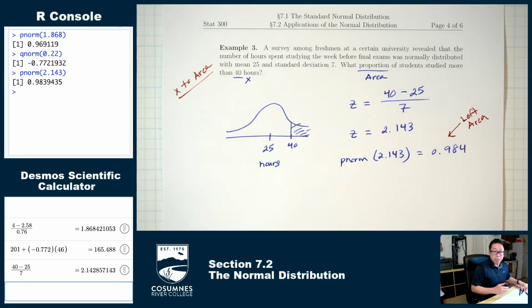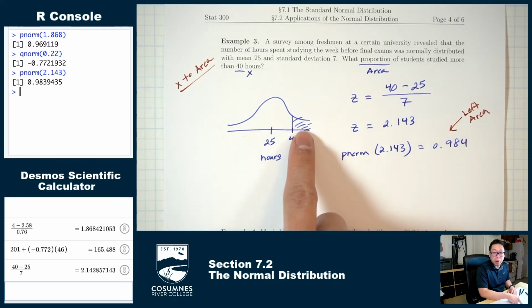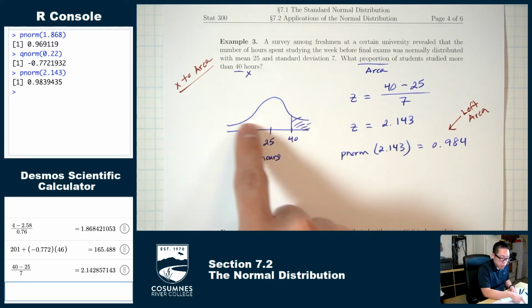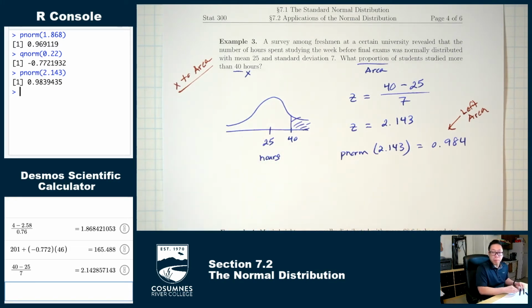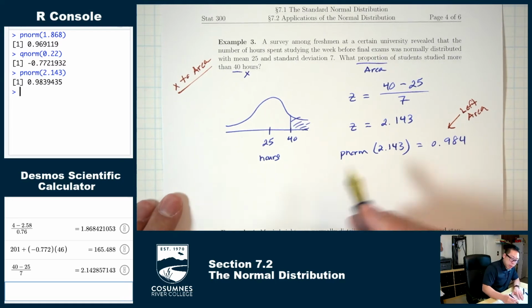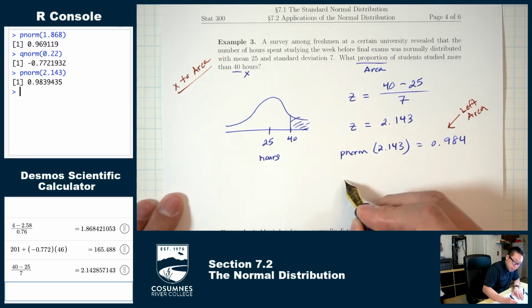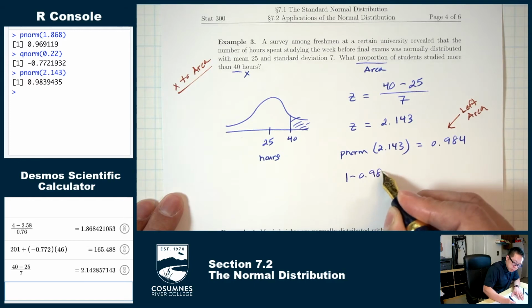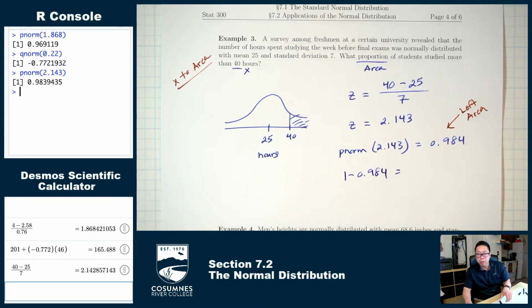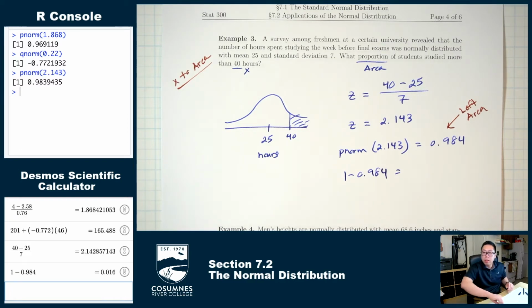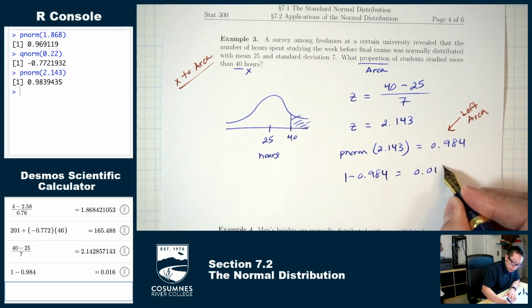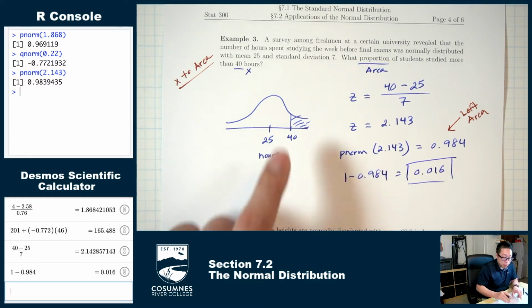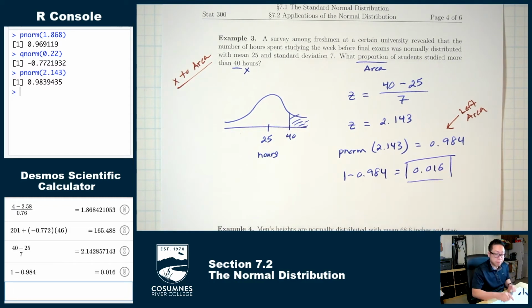And the question is, do I want a left area? No, right? I want a right area. So this 0.984 refers to this unshaded part to the left. To get the other side, the shaded part, you just do 1 minus that. So I have to do a 1 minus to get the area to the right. So my final answer here is going to be 1 minus 0.984, which is 0.016. Okay, that fits my picture better because it's a small area.